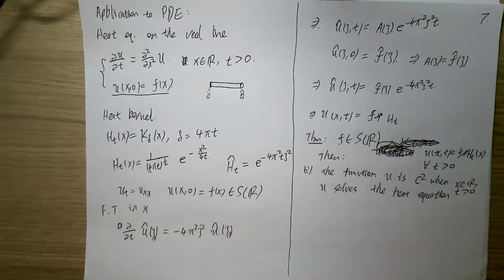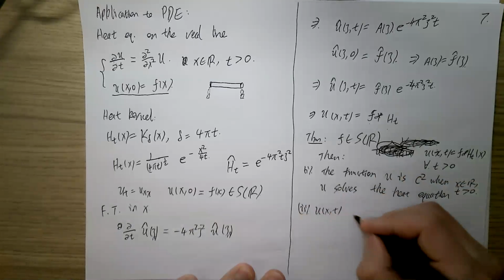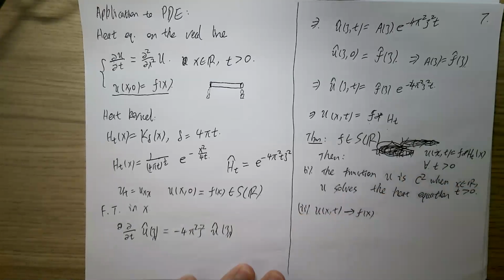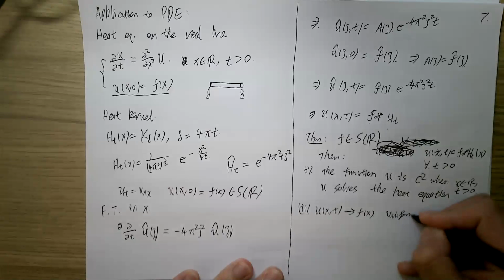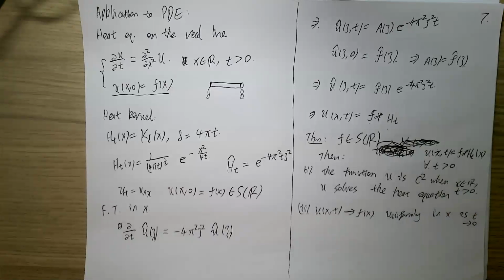It's actually very, very similar to what we had before about the Laplace equation. And second, u(x,t) tends to f(x) uniformly in x as t goes to 0. Okay, so which means you somehow satisfy the boundary condition.